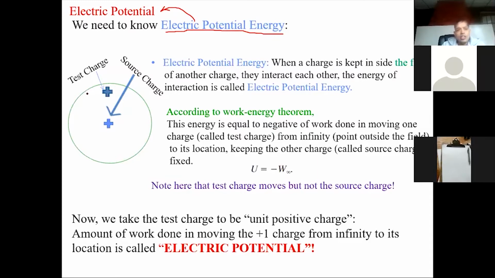Let us consider a picture like this. What do you see here? You have a plus charge in the middle and another test charge, which is also plus. You have to be careful here, because you have to put this plus inside this green circle. The space inside the green circle is called the electric field. What do I mean by electric field? First let's talk about the charge in the middle. What is the electric field due to this charge? It is the region or space around it where, if you bring another charge, let's call it a test charge, there will be interaction.